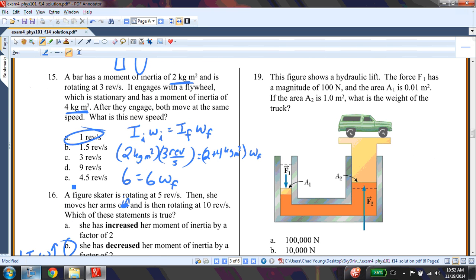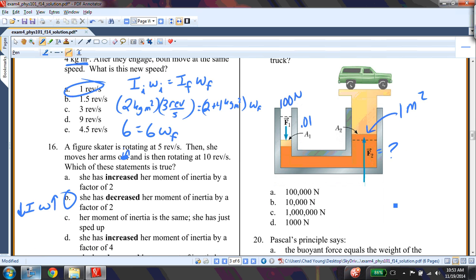Okay, hydraulic lift. I have a force over here of 100 newtons and an area of 0.01 meters squared. And over here I have an area of 1 meter squared. And I want to know what this force is. By Pascal's principle, the pressure in is equal to the pressure out. That is, F1 over A1 equals F2 over A2. F1 over A1 is 100 over 0.01, which equals F2 over 1. 100 over 0.01 is 10,000. So number 19 is B, solving that for F2.